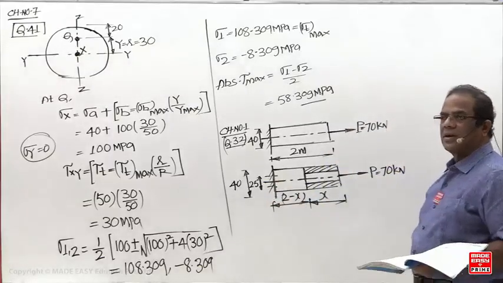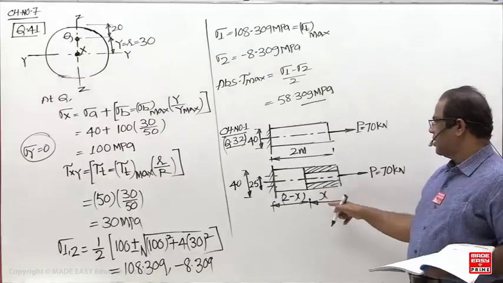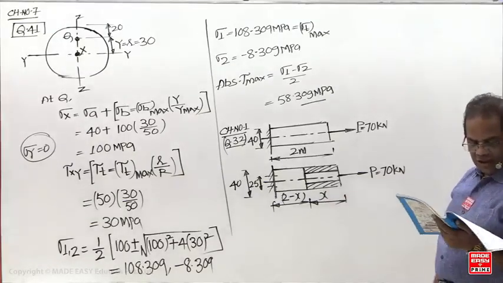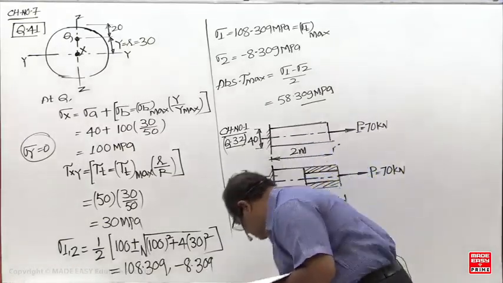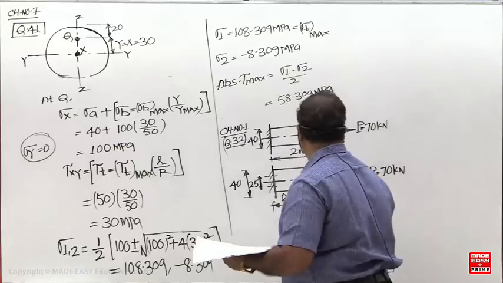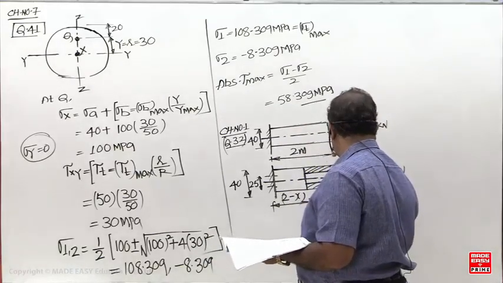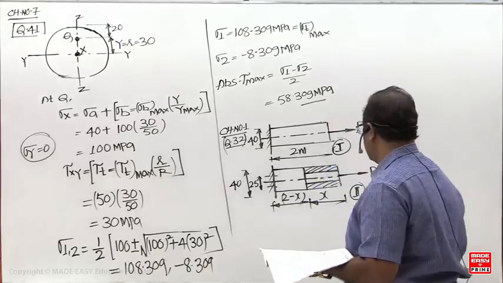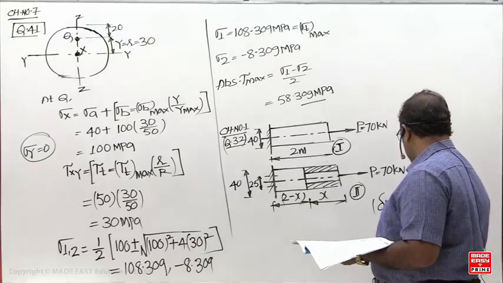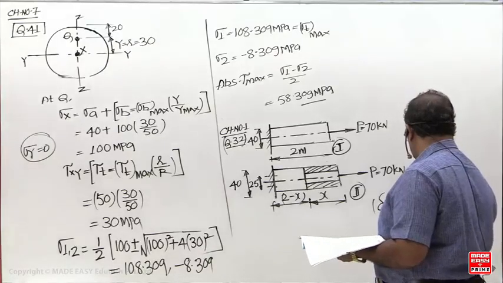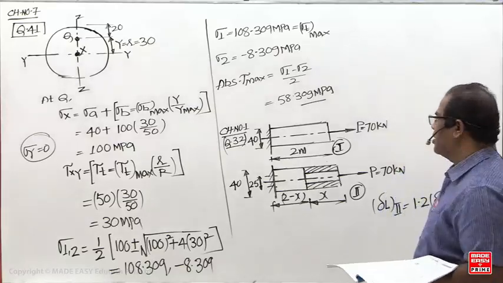So in this question, what is asked now? Up to what length boring has to be done? You have to determine this x value so that the condition given is satisfied. Suppose in the first case, and in the second case it is mentioned that the change in length of the bar should increase by 20%.